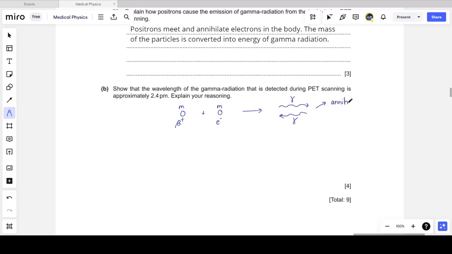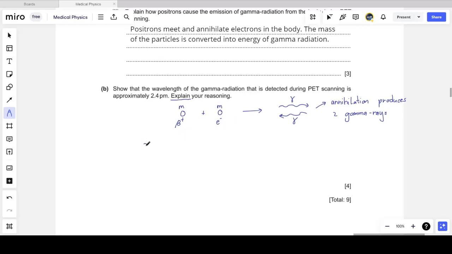So in my explanation, because they did say explain your reasoning, and I can see this is a 4-mark question, I can say that the annihilation produces 2 gamma rays. And you can go back to your topic or go to the crash course that I posted on this topic to ensure that you understand why 2 gamma rays are produced rather than 1 when the beta particle and electron, or rather the positron and electron, annihilate each other.